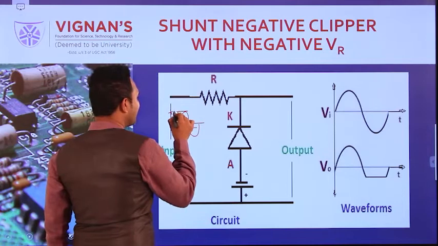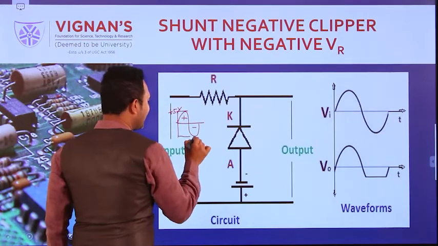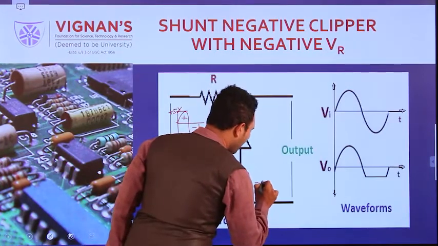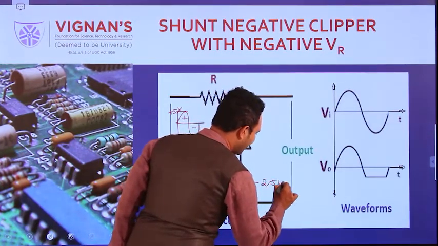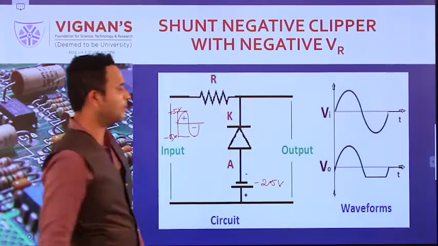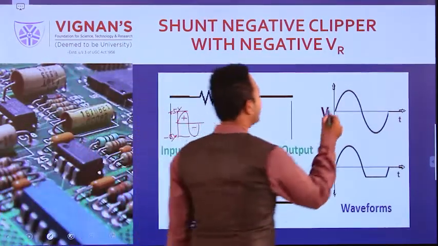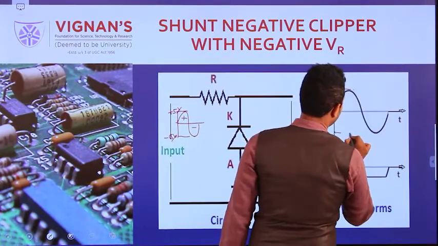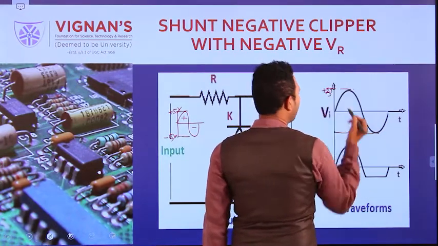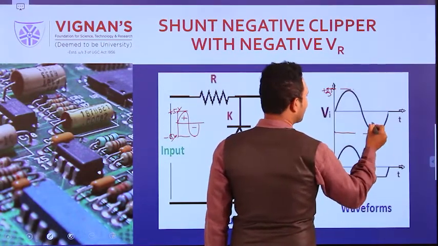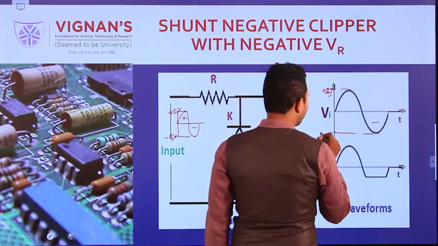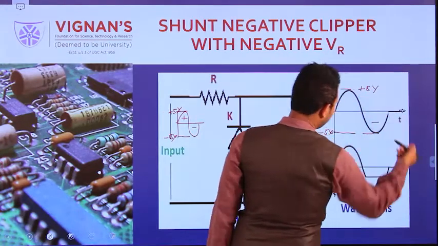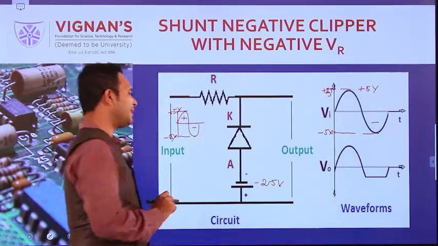This is the maximum voltage of plus 5 volts. This is minus 5 volts. Here I am taking the reference voltage as minus 2.5 volts. Here, sorry, maximum voltage is 5 volts. On the negative side, maximum V minus is minus 5 volts. Here plus 5 volts, minus 5 volts. Our difference voltage is minus 2.5 volts.